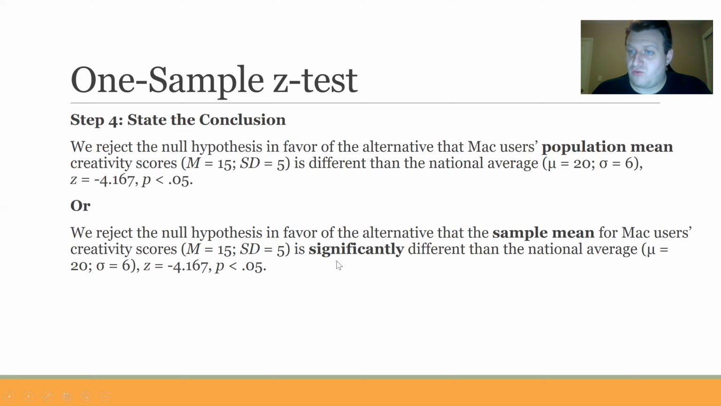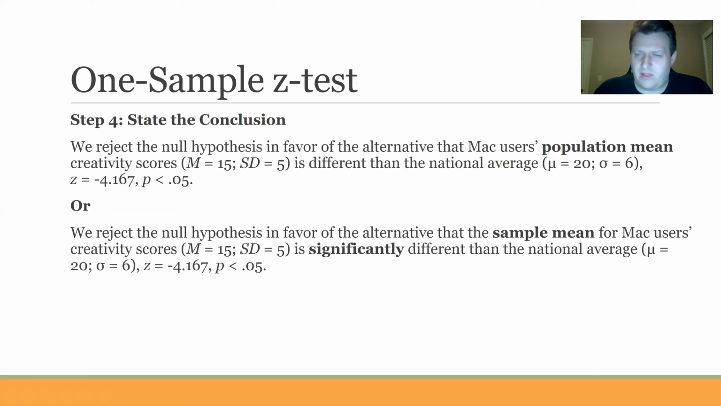If the null hypothesis were true, I would say it is not significantly different than the national average. Or I would say it is non-significantly different. I would never say insignificant. Insignificant implies that your results are useless, that your research study is not good, and that's not what we want to imply.